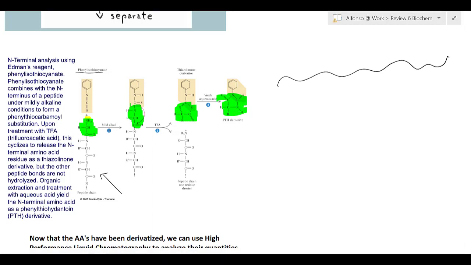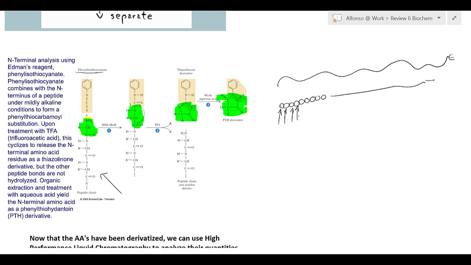So effectively what Edman's reagent did is it took this polypeptide chain, and it can go all the way down, and it takes this amino acid, then this one, then this one, then this one. Does that make sense? So it just goes down that. Yes, it goes down and it only attaches to the N-terminus. And this Edman's reagent works with every single amino acid.